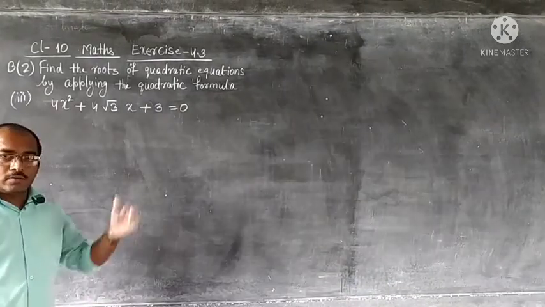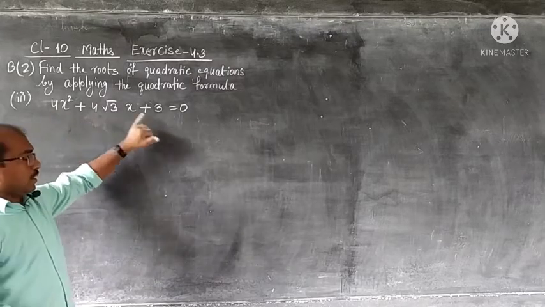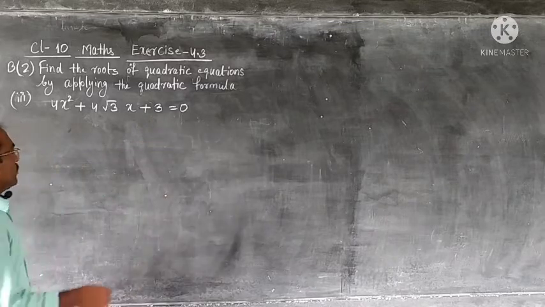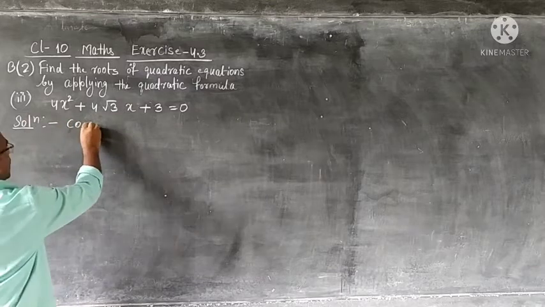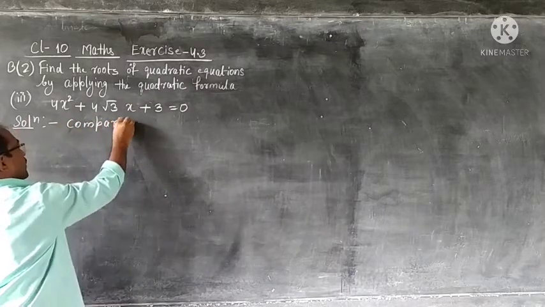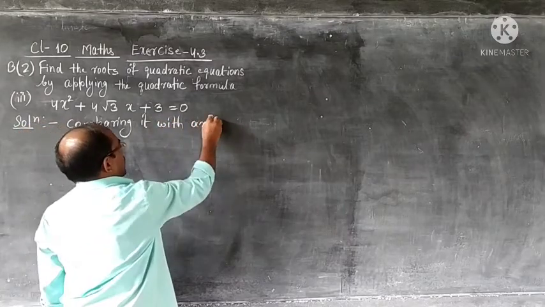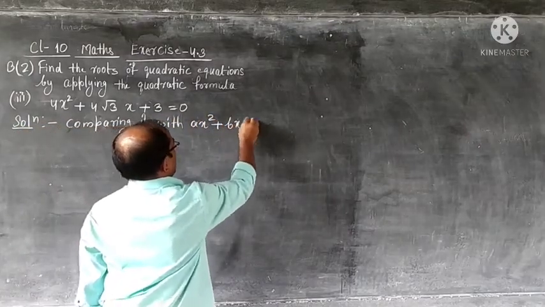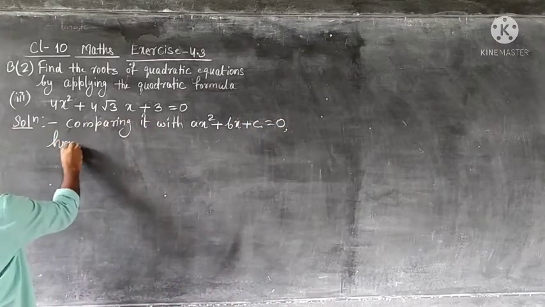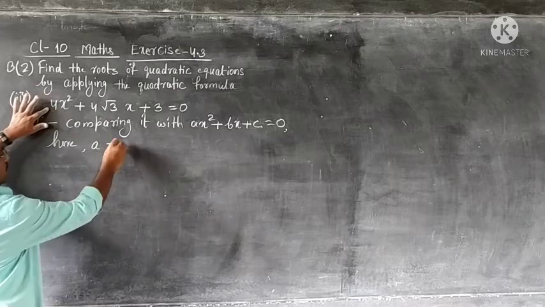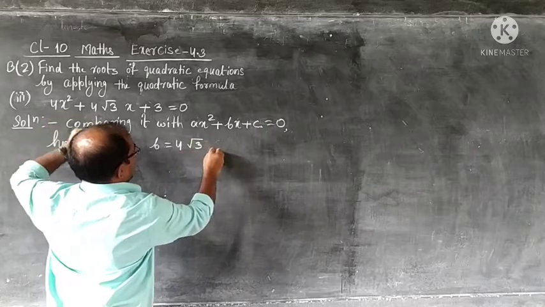Let us start question number 3, that is the equation 4x square plus 4 root 3x plus 3 equal to 0. We will compare with the quadratic equation form. We write the statement comparing it with ax square plus bx plus c equal to 0. Here what will be A, B, C? A, the first term coefficient, is 4, B, the second term coefficient, is 4 root 3, and C is 3.